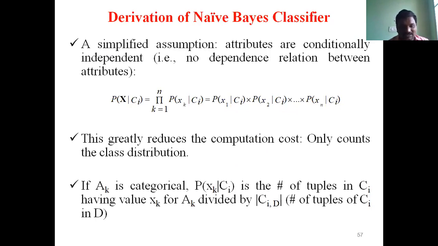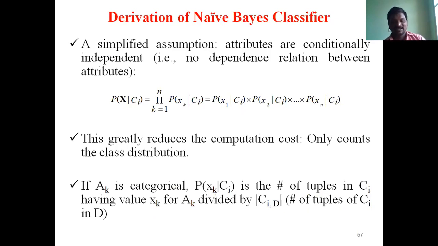We only need to count the class distribution. If Ak is a categorical attribute, categorical in the sense that it has no numbers and only finite values, then probability of xk given Ci is the number of tuples in Ci having the value xk for Ak, divided by the number of tuples of Ci in D.